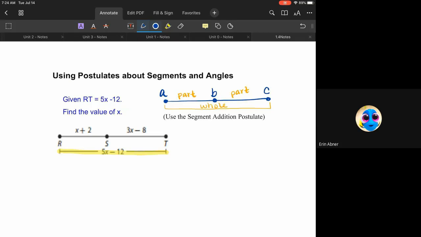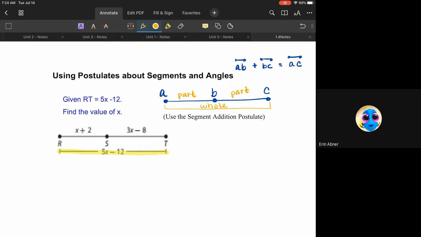I would say segment AB plus segment BC is equal to segment AC. The parts have to equal the whole. Okay. So we'll make that our side note.